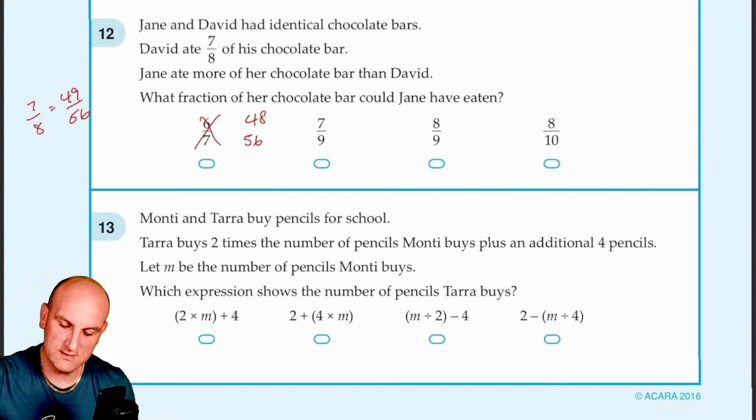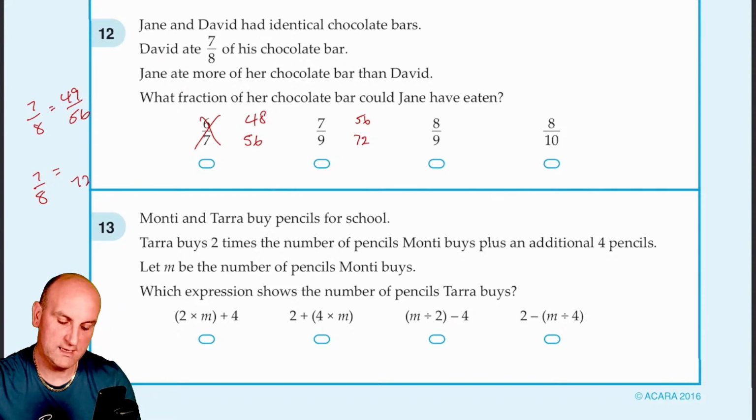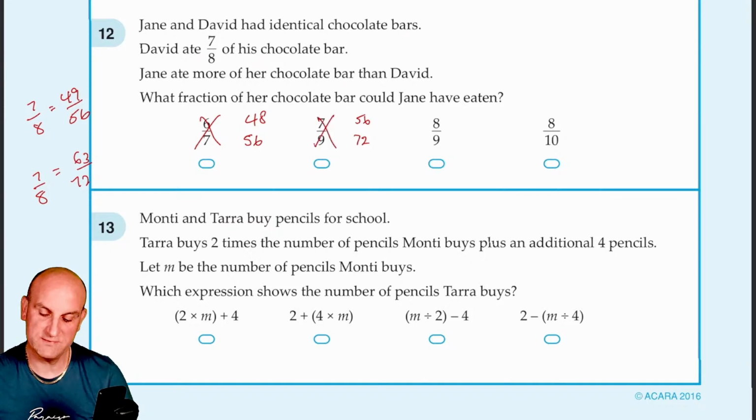Right, so what I'm now going to do is 9 times 8. 9 times 8 is 72. So 7 times 8 gives me 49, 56. And let's do 7 on 8, and let's turn those into 72nds by timesing the top by 9. 9 times 7 is 63 out of 72. Nope, still Jane has eaten less. Okay, so that's no good.